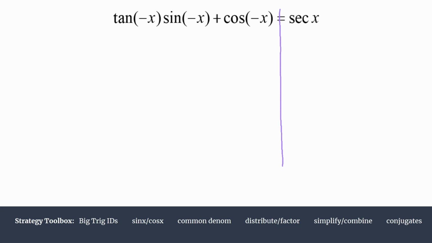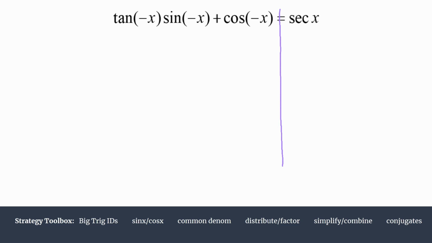And we should strategize. So I think we first may want to use some of our big trig identities. We're going to use the even and odd identities to make some substitutions to get rid of this negative x for each of our trig functions on the left-hand side, since we have a positive x on the right-hand side. So let's go through each one.